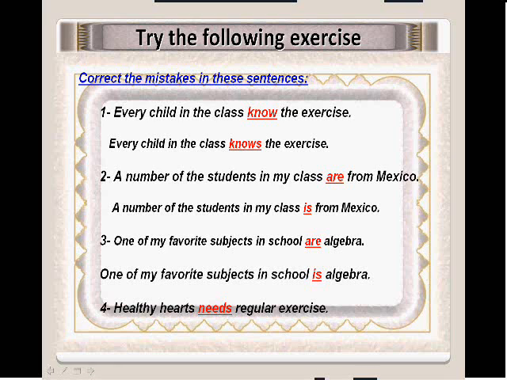Healthy hearts needs regular exercise. Of course, look at the subject, look at the verb. As we said before, we can never have two s's, okay? In this case, hearts plural and needs singular, okay? We can't have them both in one sentence. So we should do something here. What is it?